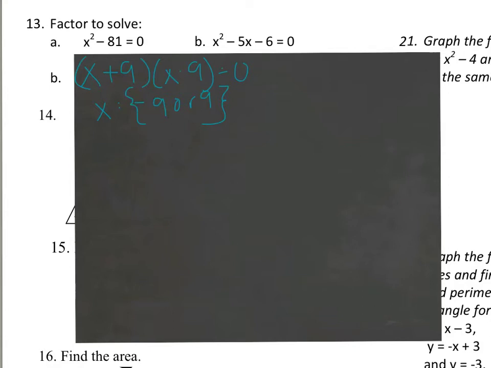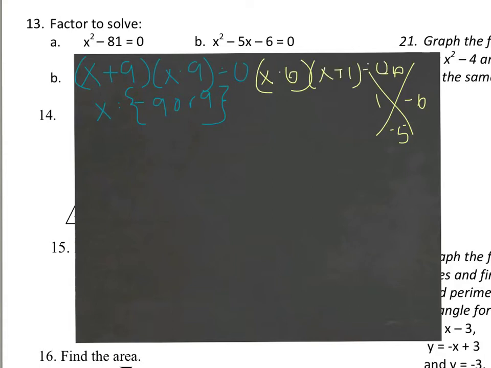Let's go ahead and look at B. B, we can do a little diamond problem. We have our negative 6 up here, our negative 5 here, and that would be negative 6 and 1. So x minus 6, x plus 1 equals 0. So x is equal to plus 6 or negative 1 as our two answers.